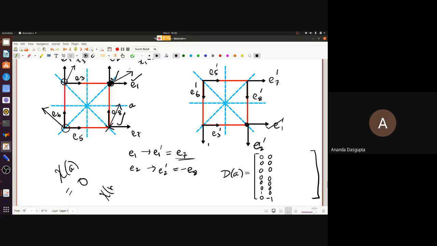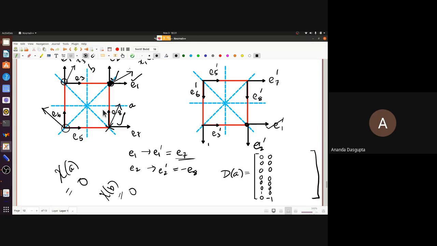Quickly, what is chi B now? B is this reflection. Notice that I'm asking you this without asking you to calculate the matrix. What should chi B be? It should also be 0. It should also be 0 for exactly the same reason. All the atoms move.